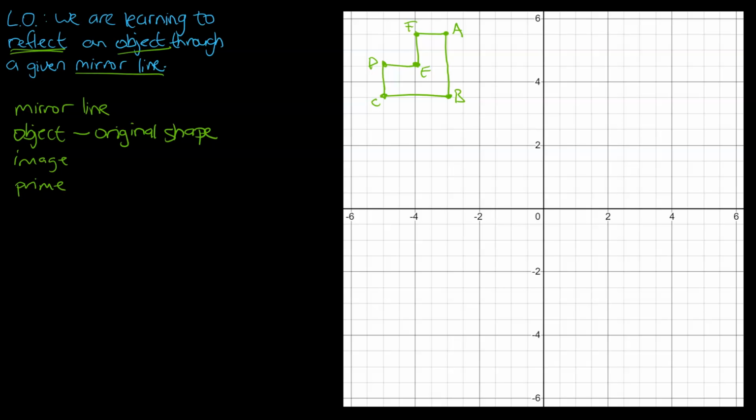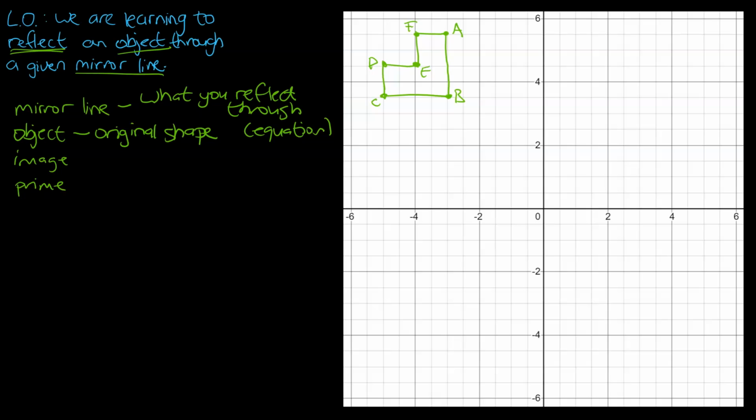The original shape is the object. Normally what then happens is you're given a mirror line, and that's what you reflect through. That can be given to you in terms of a line, go reflect. It can also be given to you in terms of an equation for a given linear line. And we're going to focus on the equation approach.